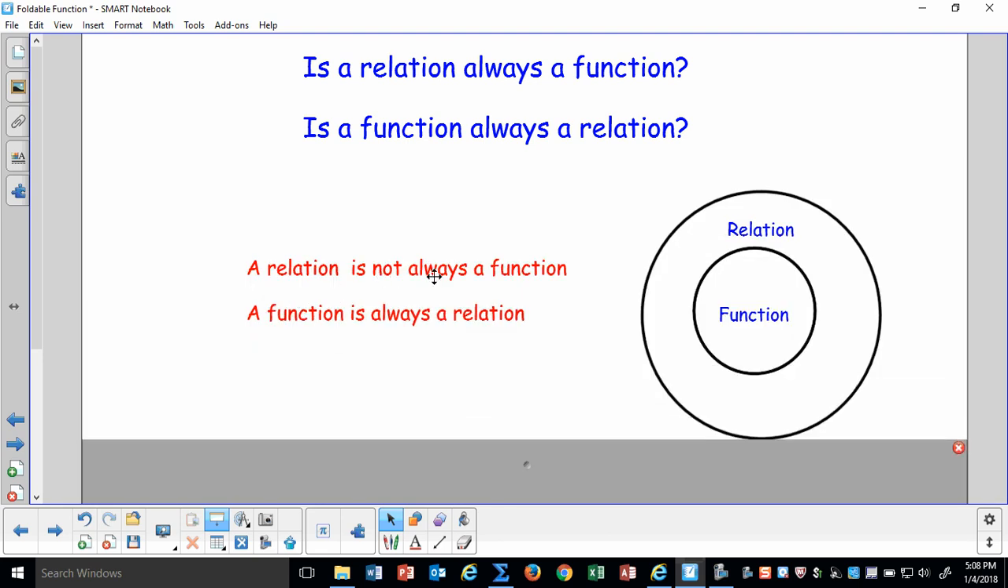A relation is not always a function. We look at the relation and we're going to determine whether it is a function or not. But a function is always a relation. And if I wanted to represent that with a Venn diagram, it would look like this. All functions are relations, but all relations are not functions.